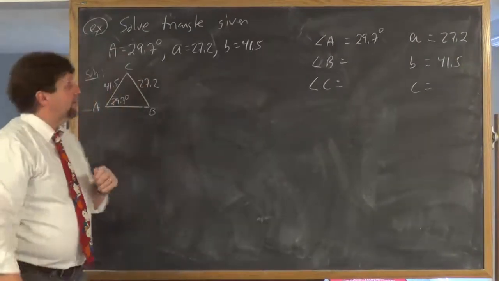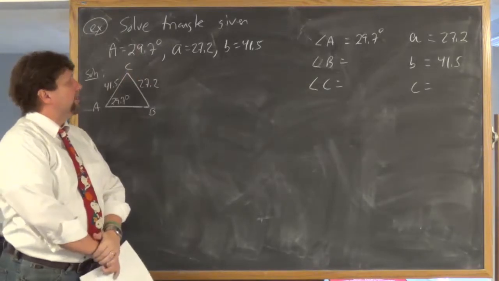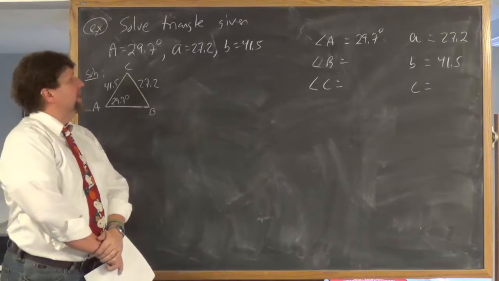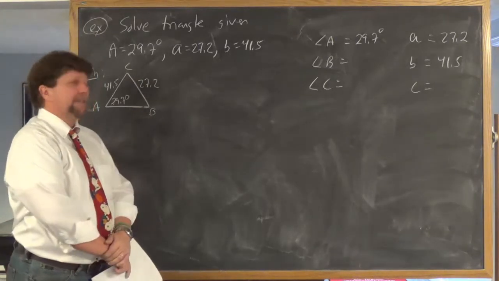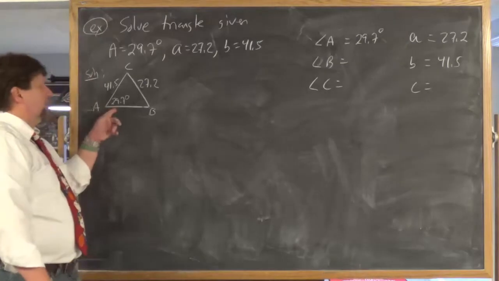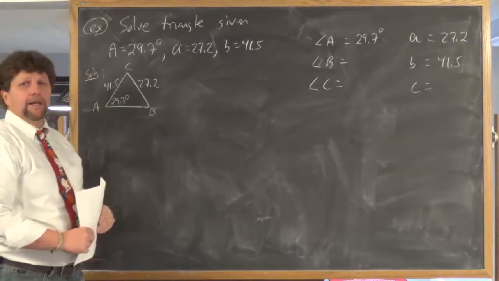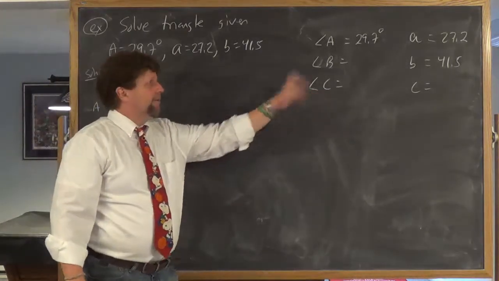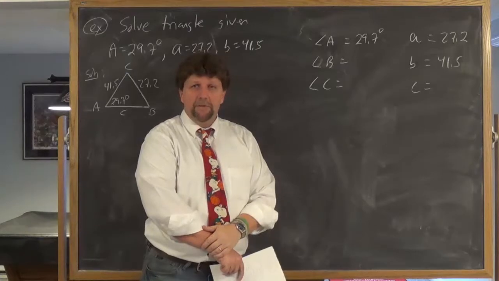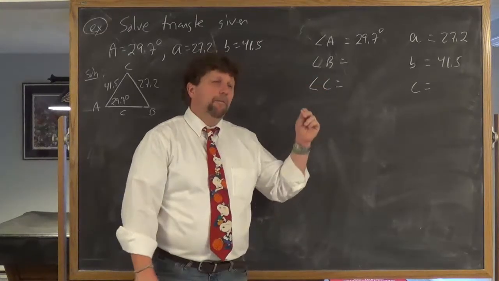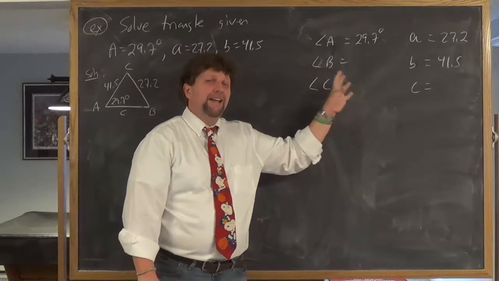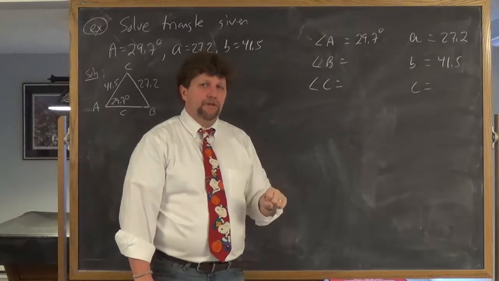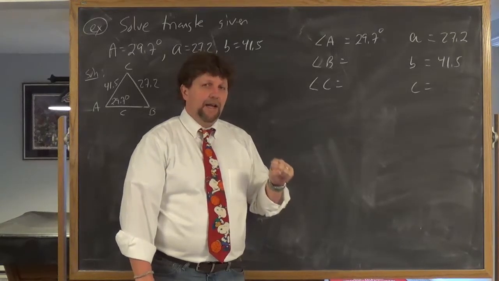All right, in this example, we're going to try to solve the triangle where our given information is angle A is 29.7 degrees, side A is 27.2, side B is 41.5. I quickly sketched the triangle and labeled the information I was given. Put side C here. And I made my solution area over here and substituted in the given information. Again, from my solution area, I can see right now, I have no choice. I have to find angle B first. It's the only option I have.